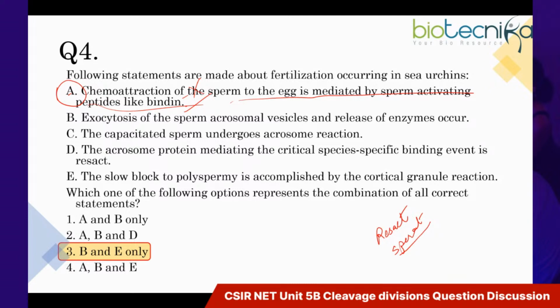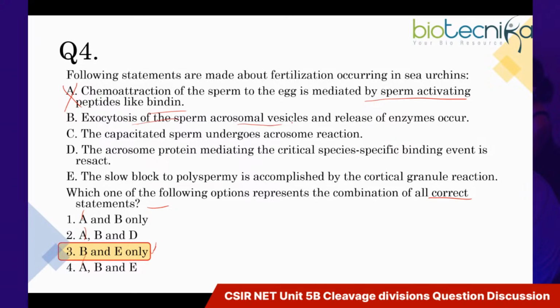Okay, that's right. Correct, Anupam. And second of all, the most important thing is bindin is present in sperm. But here it is written that it is mediated by sperm activating peptide like bindin. So it is present in sperm only. How can bindin present in sperm activate sperm? That's not possible, isn't it? So this is a very weird sentence. It is wrong. And if A is wrong, only this option doesn't have A. Rest all of them have A. So you have to say all the correct statements. So any of these three cannot be there. So let's see the other statements.